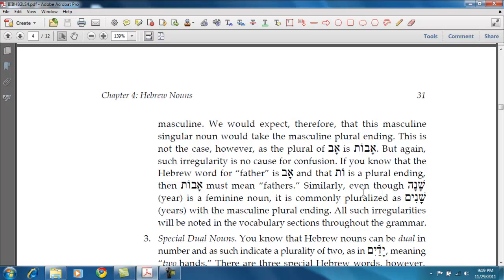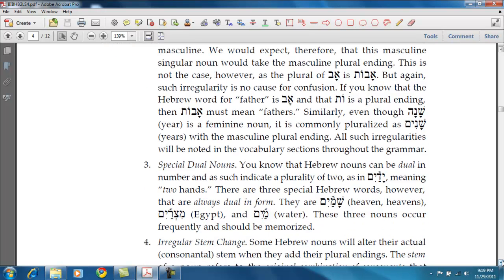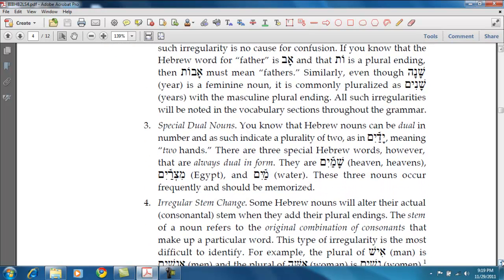So similarly, even though shana for year is a feminine noun, it is commonly pluralized as shanim with the masculine plural ending. All such irregularities will be noted in the vocabulary sections throughout the grammar. So that's going to let you know what the gender is. Again, when we get to adjectives, you'll be able to know what the true gender of that noun is if there's any doubt.